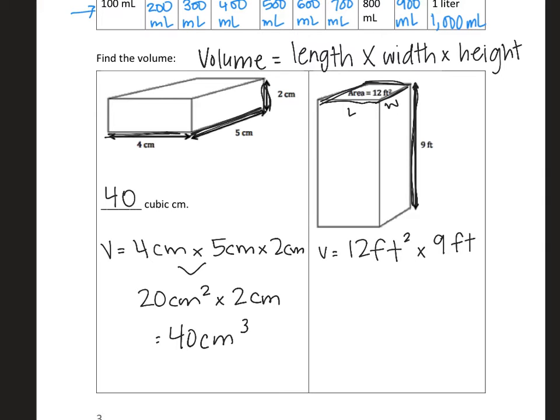Okay, and if you don't know what 12 times 9 is off the top of your head, that's okay. You can go off to the side and solve it like this. All right, and you should have gotten the volume is 108 cubic feet.